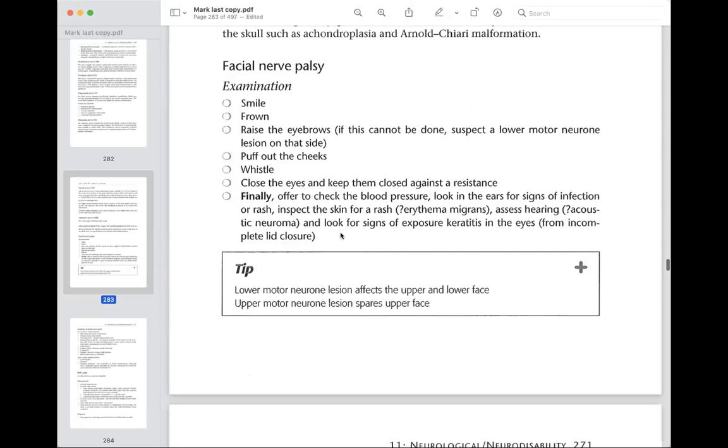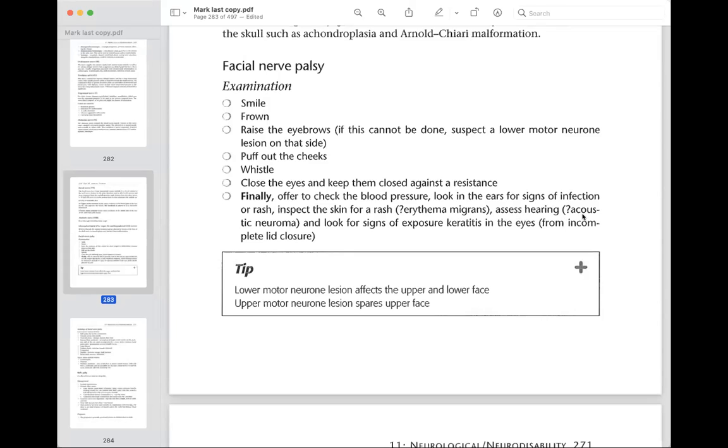Look in the ears for signs of infection or rash. Don't forget, you always have to say that you want to look into the ear to see signs of infection or rash, if it's a video station. Inspect the skin for rash. This is erythema migrans, for Lyme's disease.